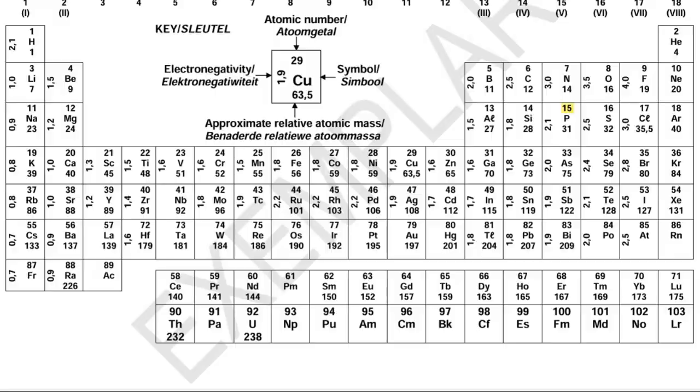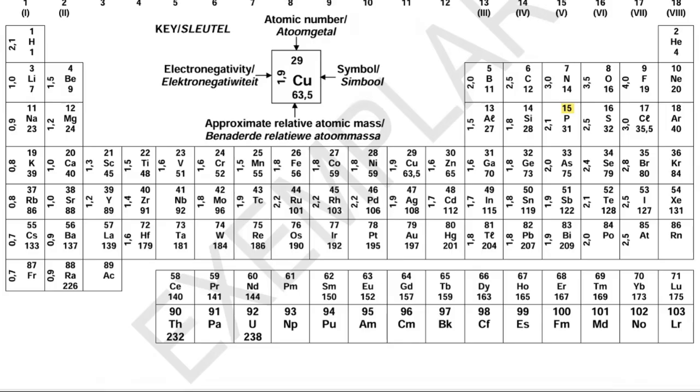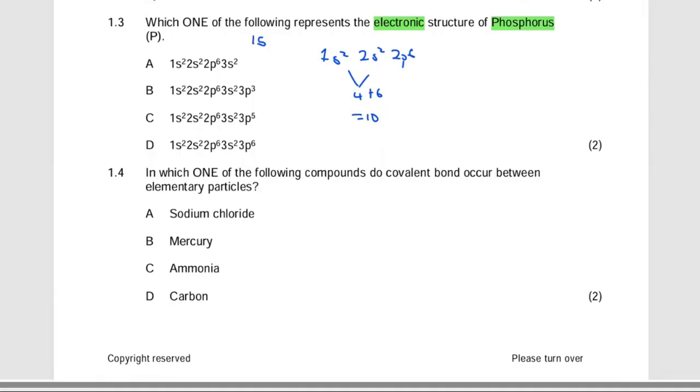So if we're having this in terms of our spdf notation, all these numbers should add up to 15. We're going to start with 1s2, then 2s2, then after that you're going to proceed to 2p6. If we check the number of electrons that we have used here, we've used 4 plus 6, which is equivalent to a total of 10. Remember, the atomic number that is given is 15, so we're expecting 15 electrons. So here we're having 10.